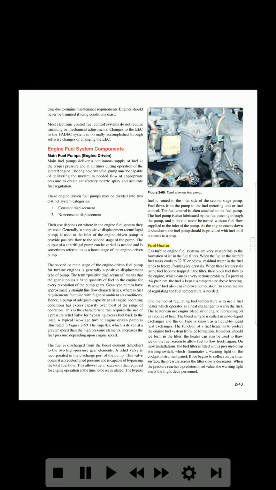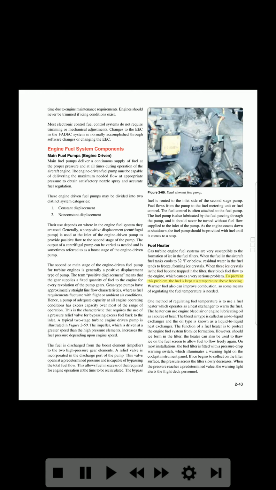stop. Fuel heater. Gas turbine engine fuel systems are very susceptible to the formation of ice in the fuel filters. When the fuel in the aircraft fuel tanks cools to 32 degrees Fahrenheit or below, residual water in the fuel tends to freeze, forming ice crystals. When these ice crystals in the fuel become trapped in the filter, they block fuel flow to the engine, which causes a very serious problem.